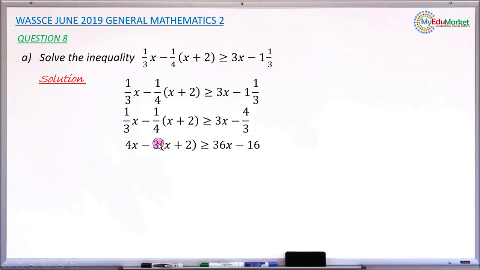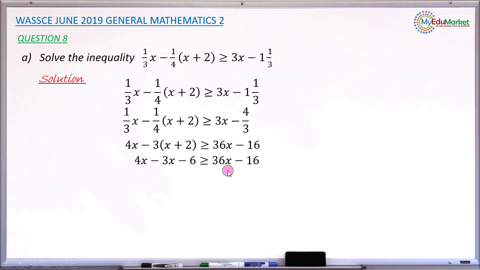Next, you expand the bracket, that is, minus 3 times everything inside. If done correctly, you have 4x minus 3 times x, which is minus 3x, and minus 3 times plus 2, which is minus 6, greater than or equal to 36x minus 16.